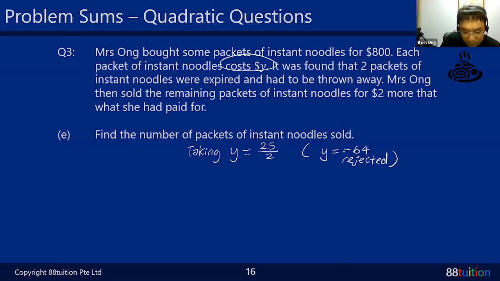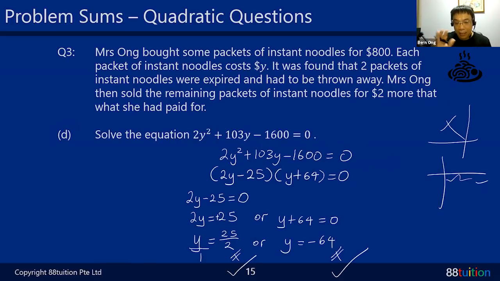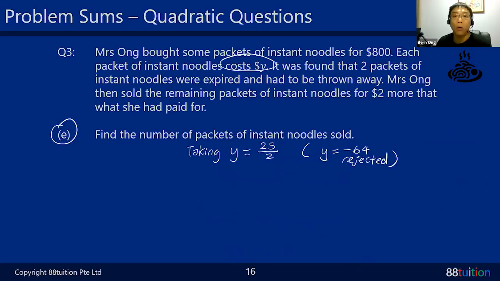So down here, part E, then you do a conclusion. Part D, you make sure you have both answers. Do not say reject negative 64 here. Do not. Teacher will mark you wrong. Here, this question, part D, you have to show both the answers. Then part E, then you do your rejection.